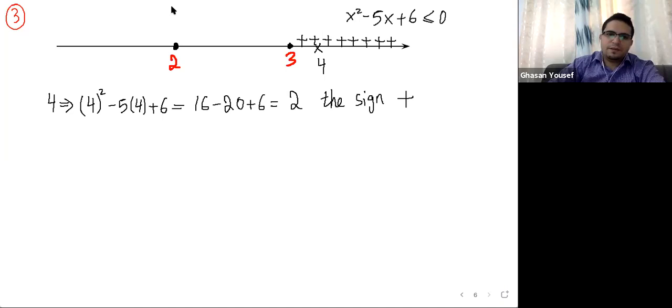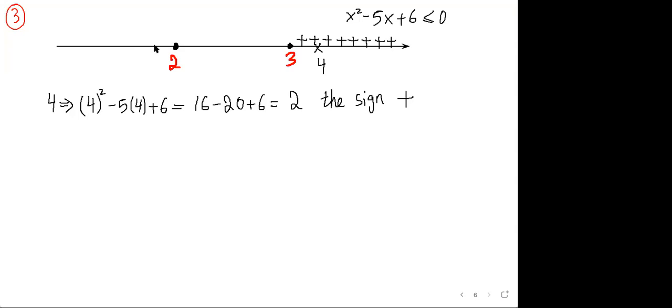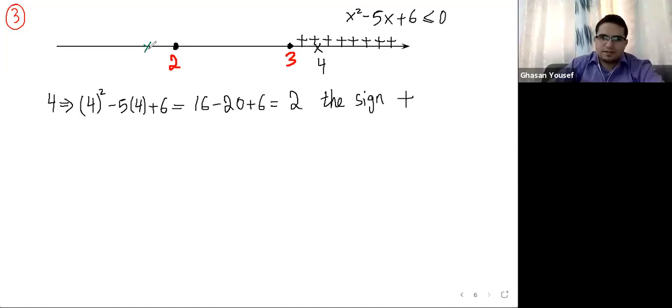Now pick any number less than 2. Choose any number less than 2. 0, yes, exactly. Plug it inside the equation. 0 squared minus 5 times 0 plus 6. What do I get? 0 minus 0 plus 6. I get positive 6. What is the sign?